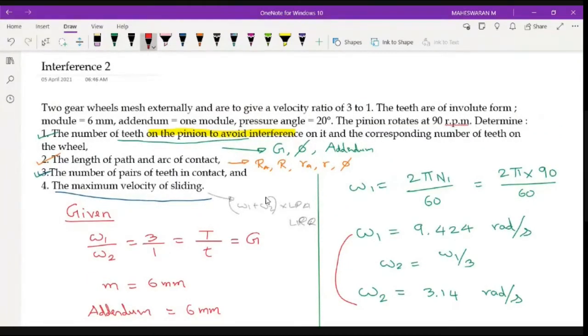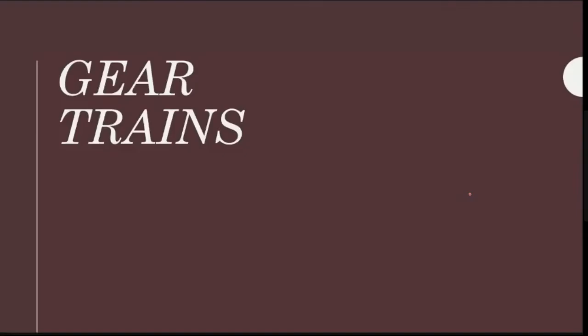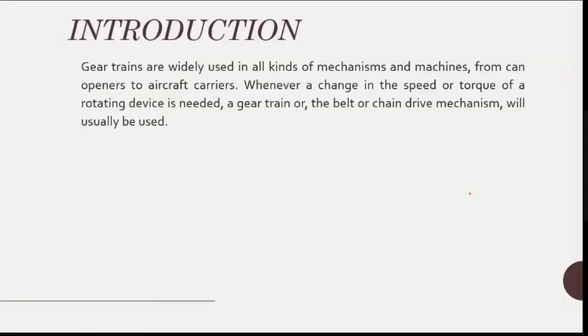Okay. Now we will proceed with my presentation. We will discuss a new topic called gear train. So far what we discussed is gears, and gears are actually used for gear trains. What is a gear train? A gear train is a mechanism or a machine which is used to transmit power.